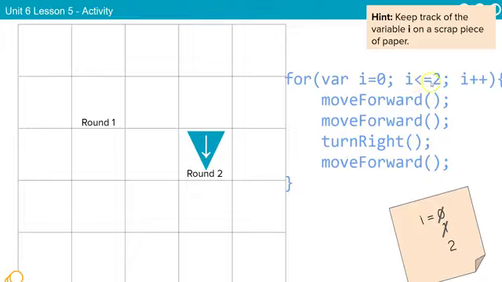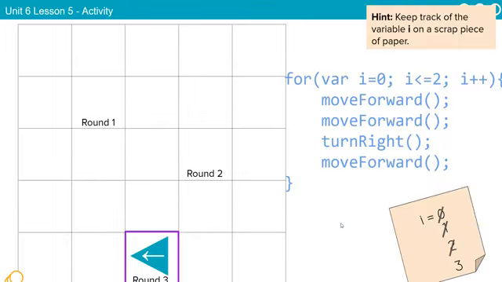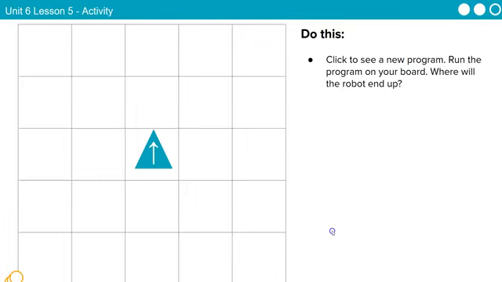2 is less than or equal to 2, so that is still true. So it will move forward, turn right, move forward, add 1 to i, making i 3, and now my condition evaluates to false, and the code will be done.